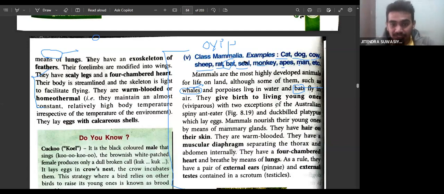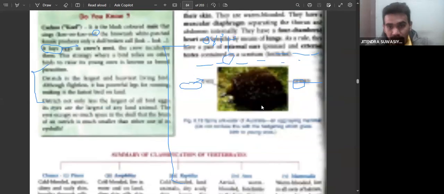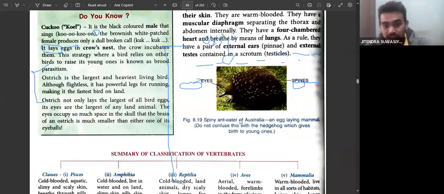So with two exceptions, the Australian spiny anteater and the duck-billed platypus, which lay eggs, mammals generally produce live young. These are the pictures of the spiny anteater of Australia. These are mammals, but they produce eggs. So these are the examples.